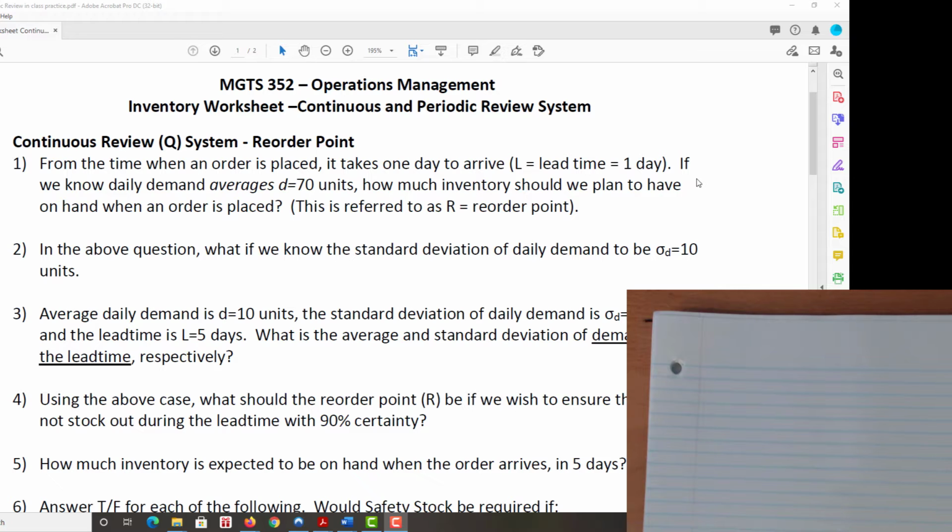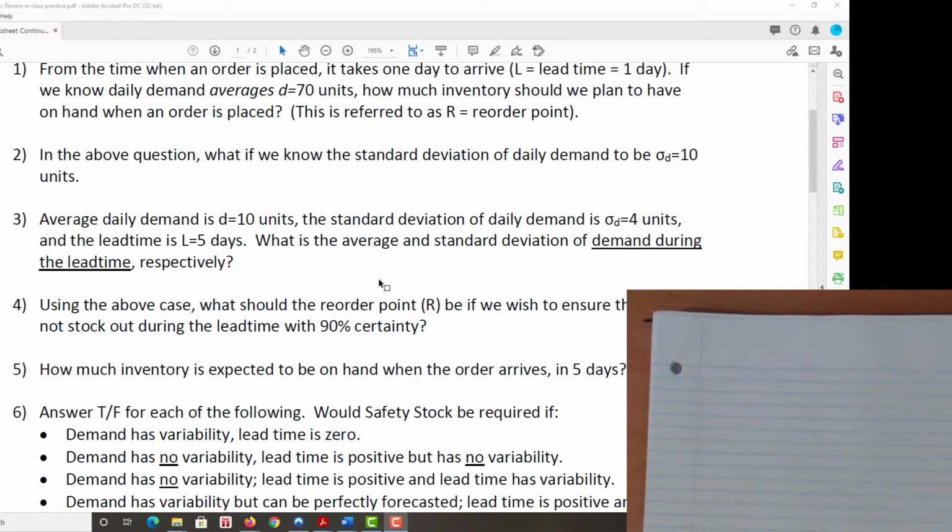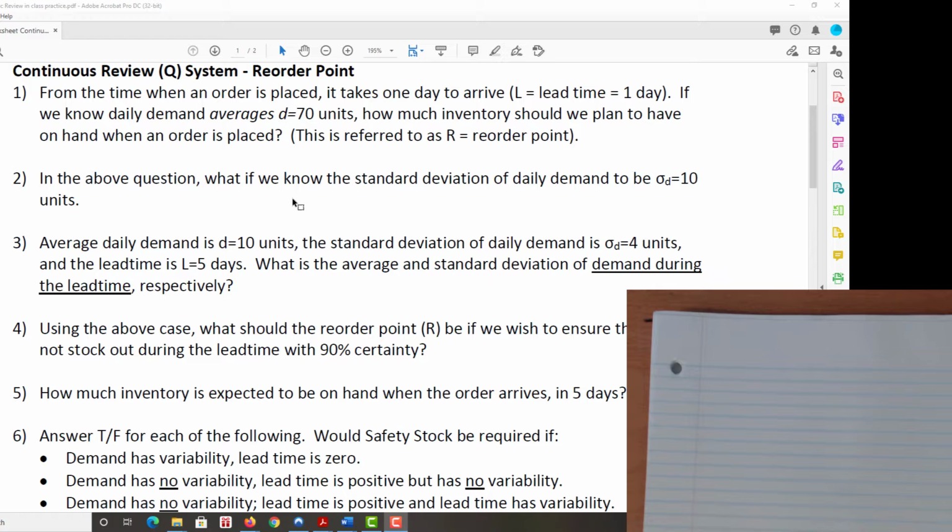That's easy, right? But understanding that that's what the question is asking for when you see how much inventory should we plan to have on hand when an order is placed. The calculation is simple, but understanding what the question is asking is not always as simple until we start to get used to how the lingo works.